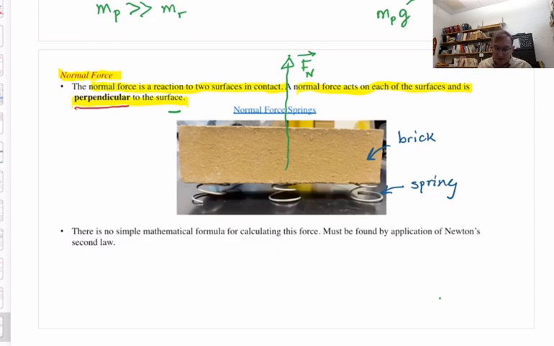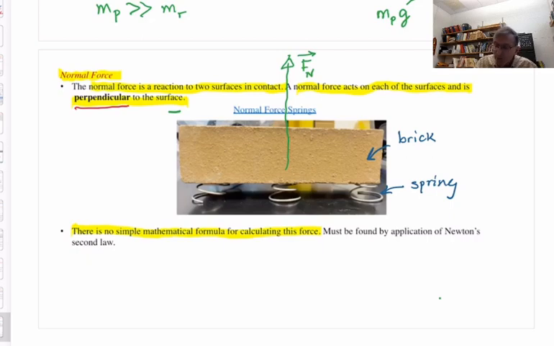Now, a bit of bad news. Like the situation with the tension force, there is no simple canned mathematical formula for calculating normal force. The only way you can calculate what the normal force will be in a given situation is to apply Newton's second law. Let me show you what I mean.